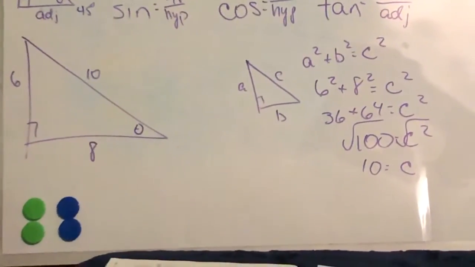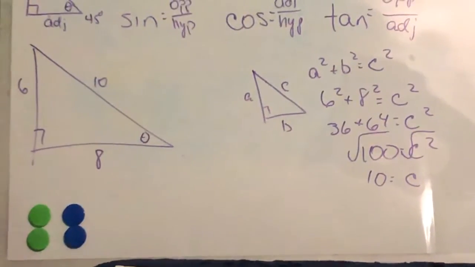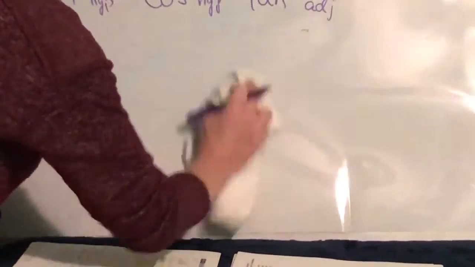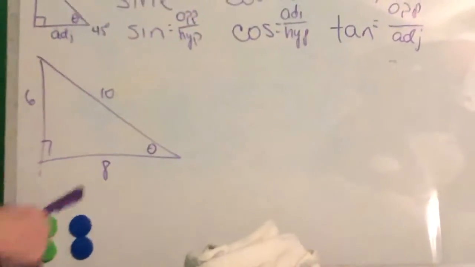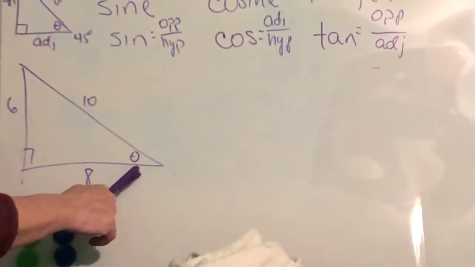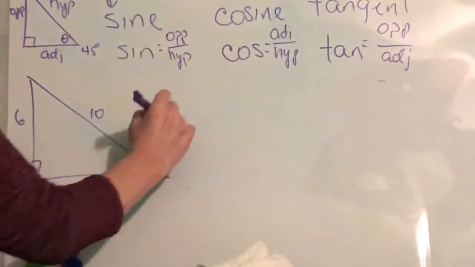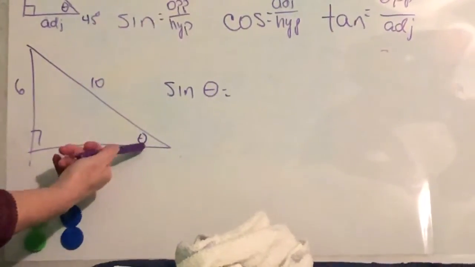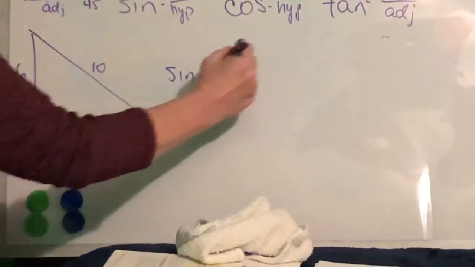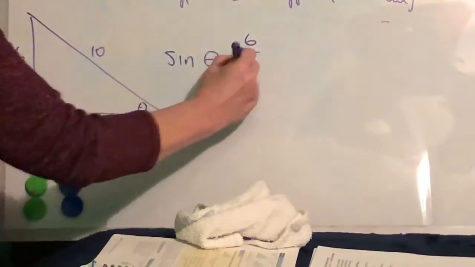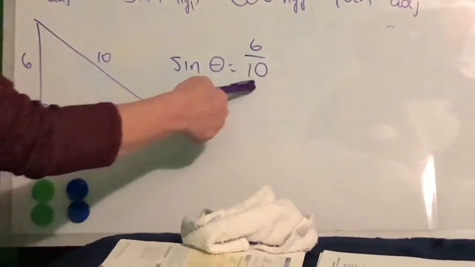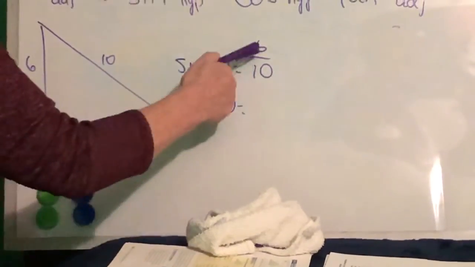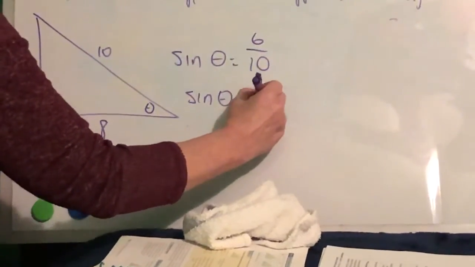Sometimes you'll have to find the third side. There may be an x there, and you know how to do that by using the Pythagorean theorem. Once we have that, depending on my angle, if this is my reference angle down here at theta, then the sine of theta will be equal to the opposite, which is 6, over the hypotenuse, which is 10. Now this is a fraction, so what do we always do to fractions? We want to make sure we reduce it, so this will be 3/5.